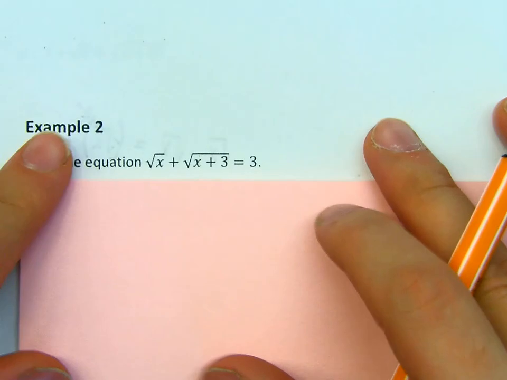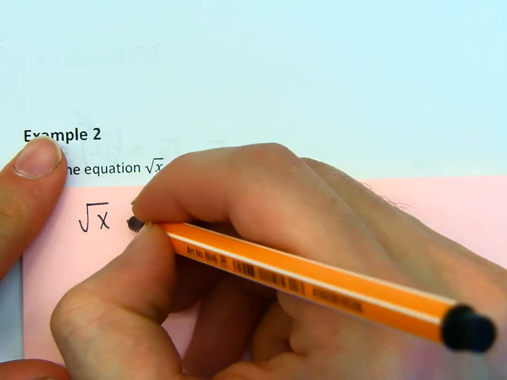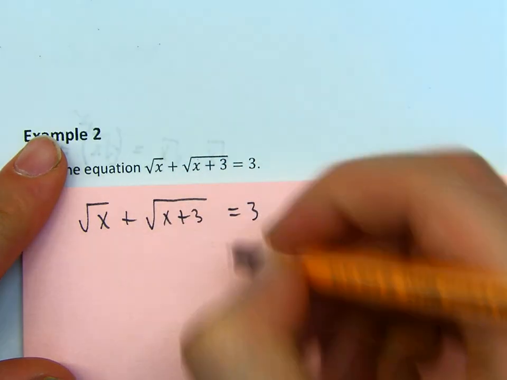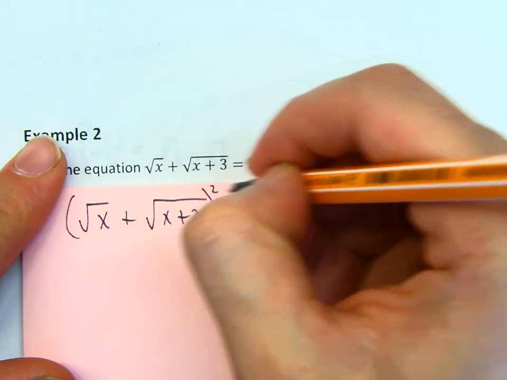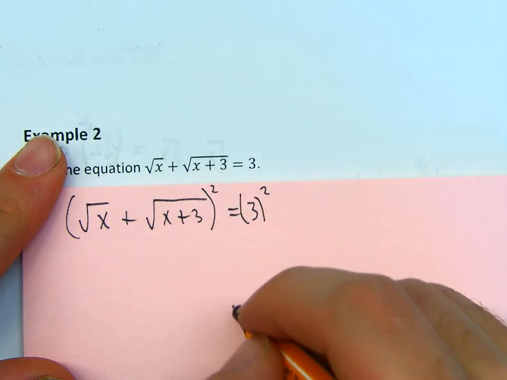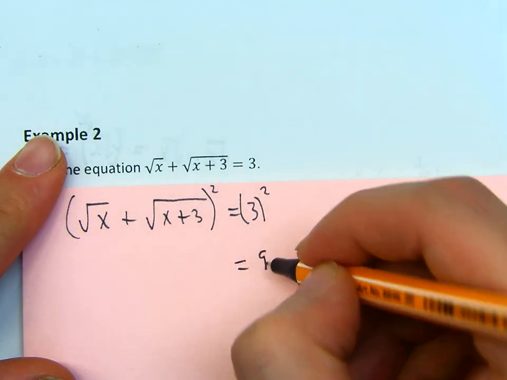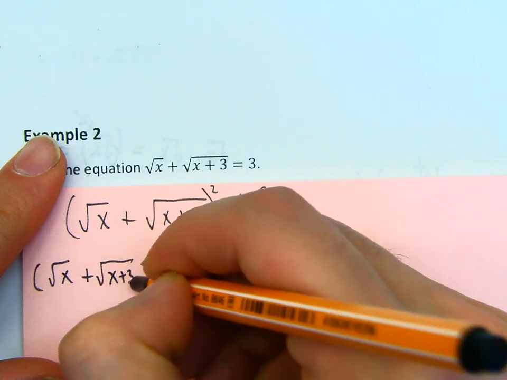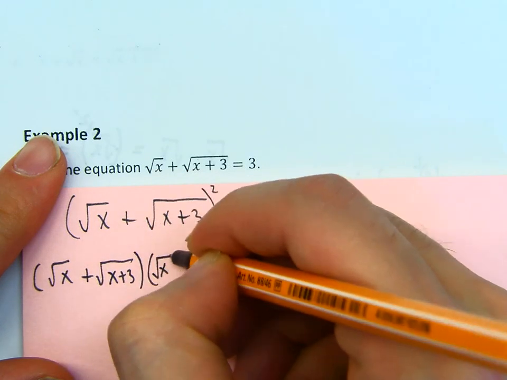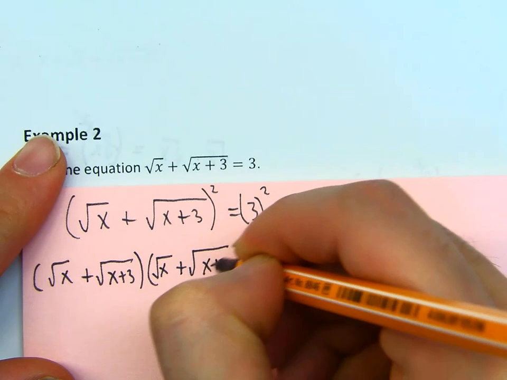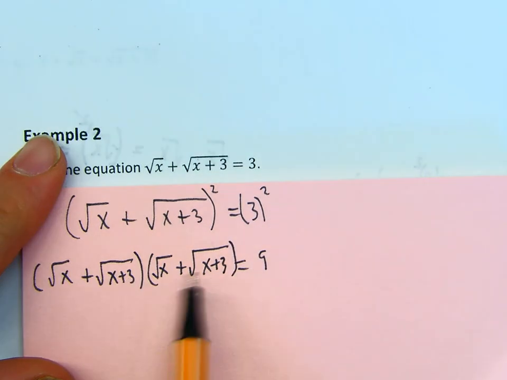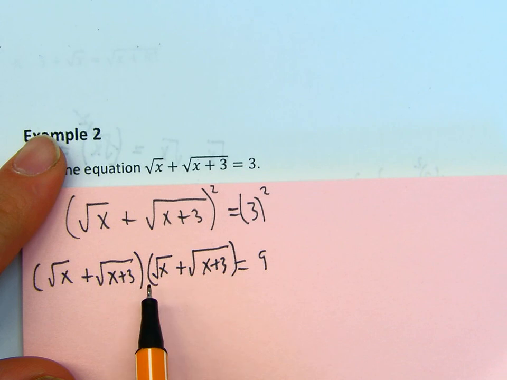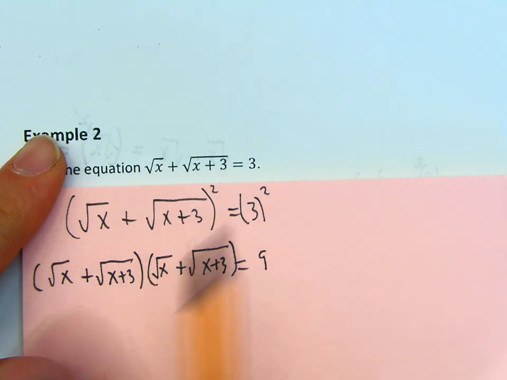Let's show both ways. So let's say I have this: square root of x plus square root of x plus 3 equals 3. Let's say you say, oh, Mr. G, let's square both sides. If you do this, it gets very tricky because this is 9, but then you have to do this. You have to FOIL 2 of these, and this is messy. It is not nice to do. Is it possible? Yes, but I wouldn't do that.